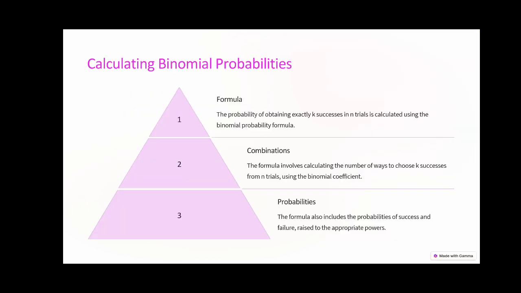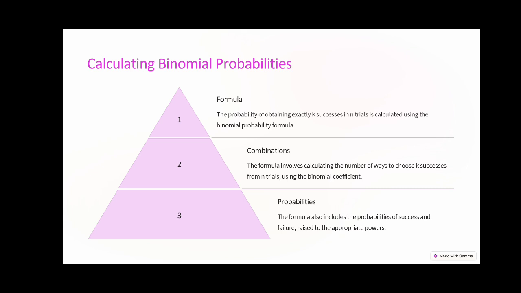The formula for binomial distribution is represented by nCk p raised to k q raised to n minus k. This is the formula of getting probability in binomial distribution.